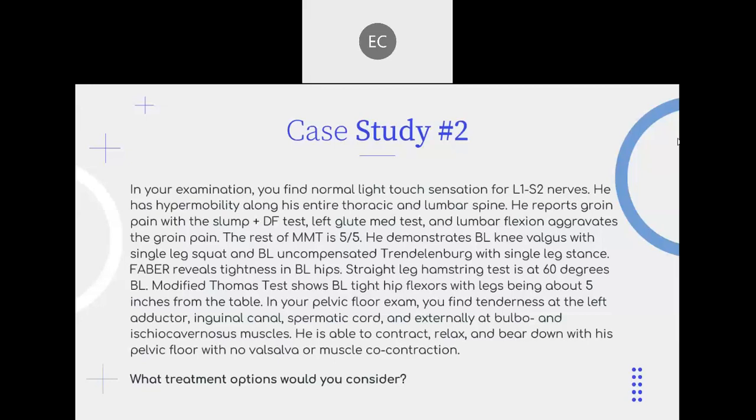So after this, how would you start treating this patient? Maybe let's start with the spine, the hypomobility. Oh yeah, Lieutenant Williams says lots of stretching. Yes, he's pretty much tight everywhere, which is very common.